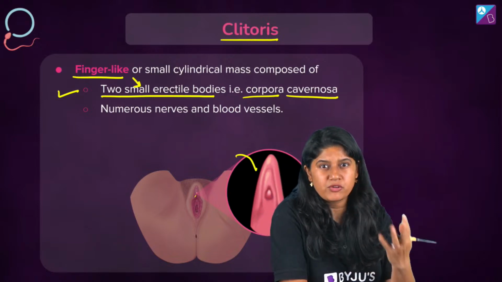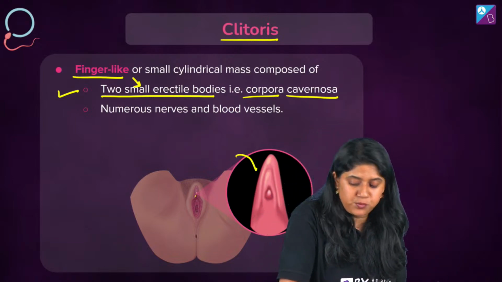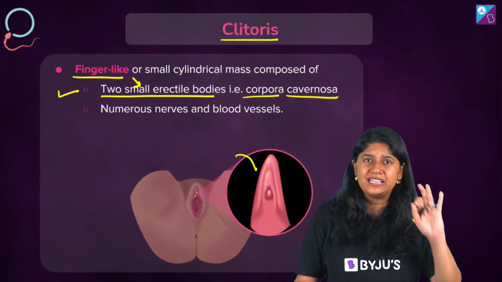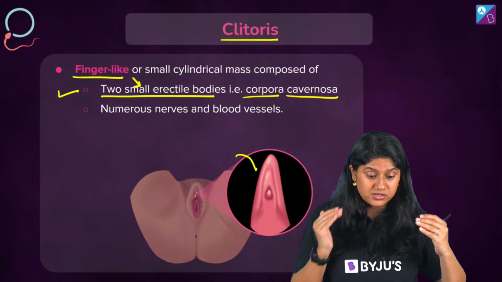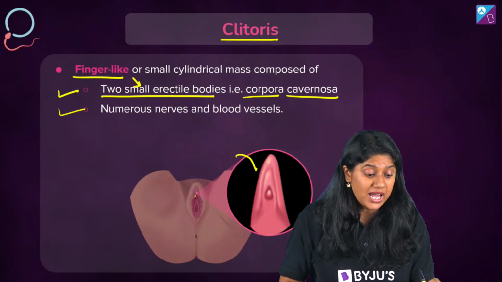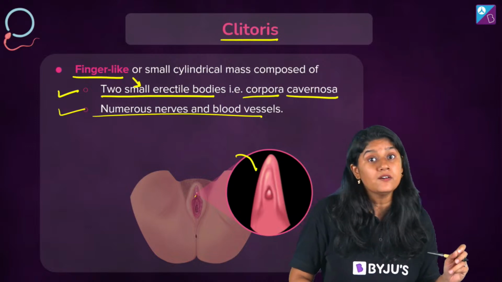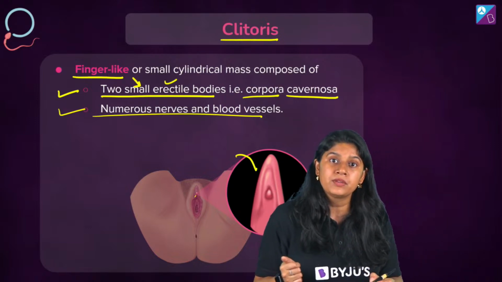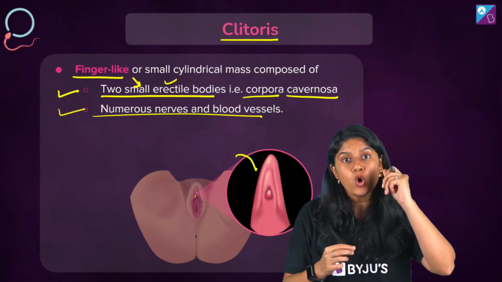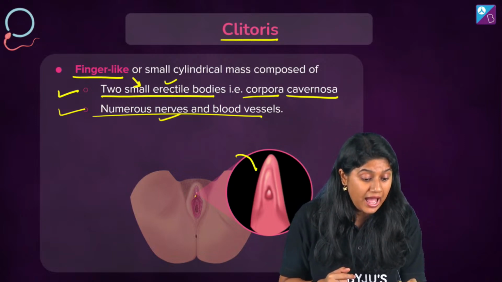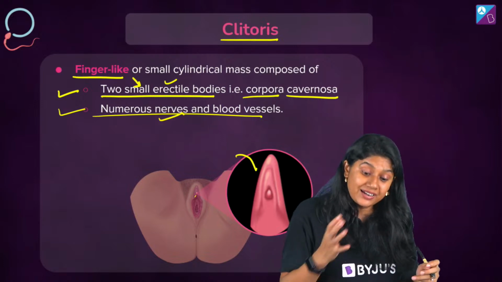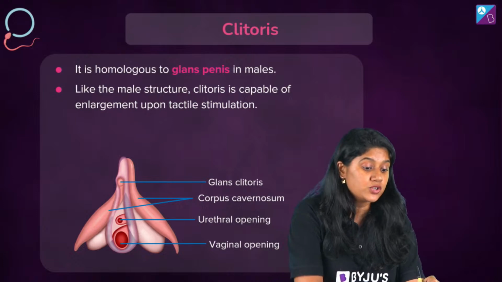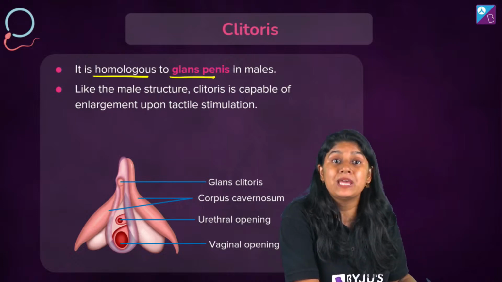It is extra information we don't have in a textbook, but just for all of you to take a note of. We can clearly say that it's a tiny finger-like projection structure. And of course, it has numerous nerves and blood vessels. As it is erectile in nature, that means it will have more blood vessels and nerves. That is the reason we are comparing it with the penis. Altogether, we are saying it's homologous to the penis in males.